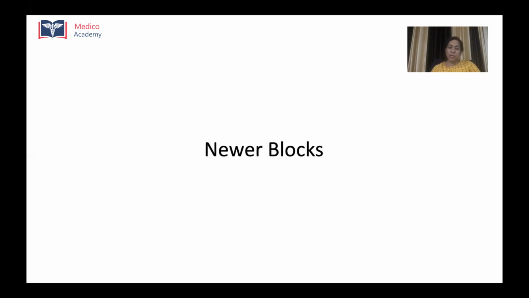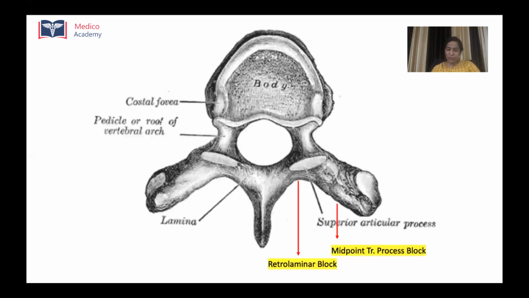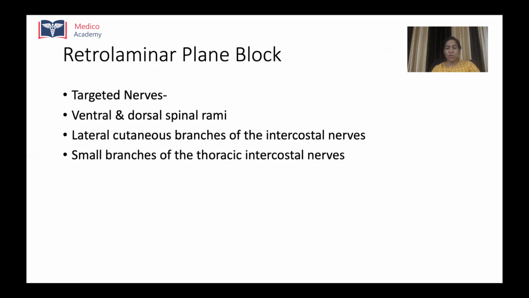Coming to the newer blocks, there are a lot of newer blocks, out of which only a few I'm going to discuss. One is the retrolaminar and another one is the midpoint transverse process block. For the retrolaminar plane block, the targeted nerves are again the ventral as well as the dorsal spinal rami. It's very similar to the erector spinae plane block, except that the probe should be a little more medial, just posterior to the lamina. And the lateral cutaneous branches of the intercostal nerves can also be involved in this.